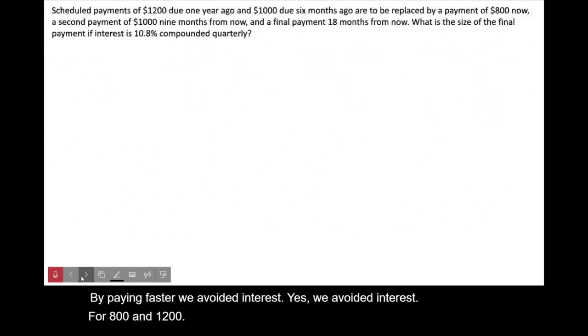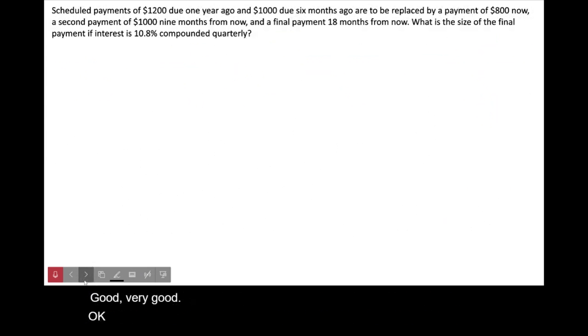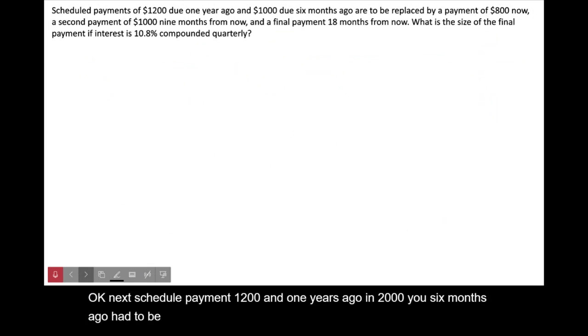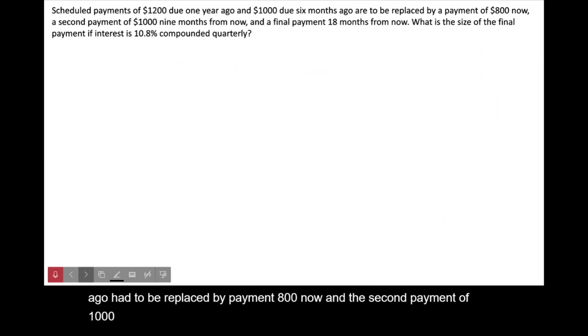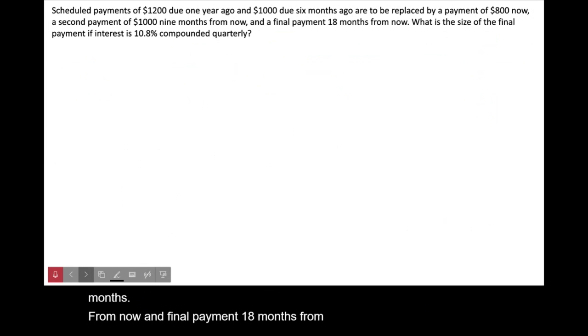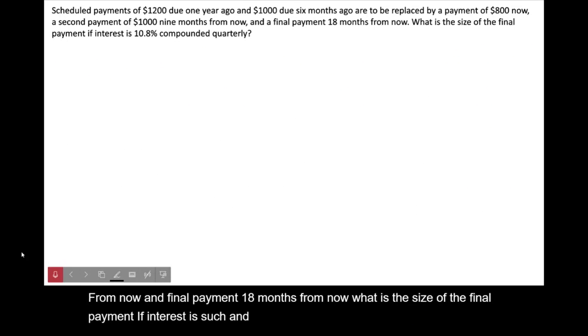Good, very good. Okay, next: scheduled payments of 1,200 due 1 year ago and 1,000 due 6 months ago are to be replaced by a payment of 800 now, a second payment of 1,000 nine months from now, and a final payment 18 months from now. What is the size of the final payment if interest is such and such?